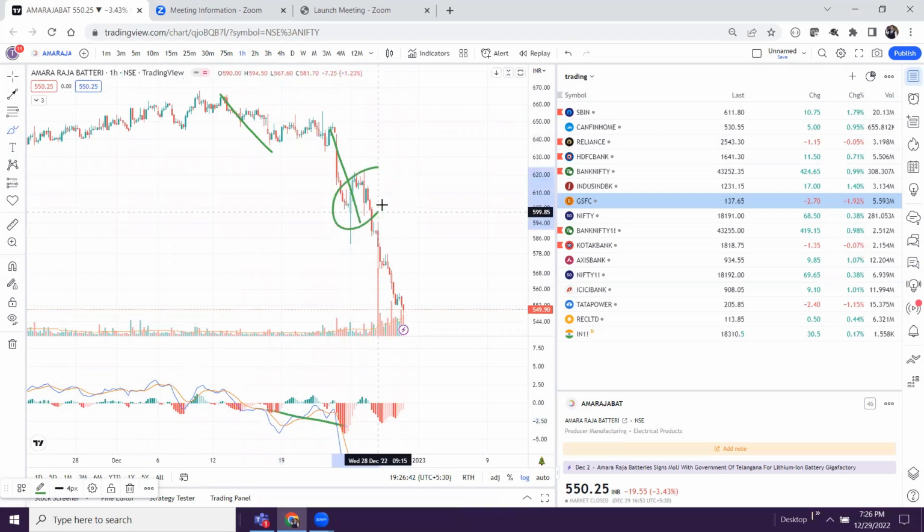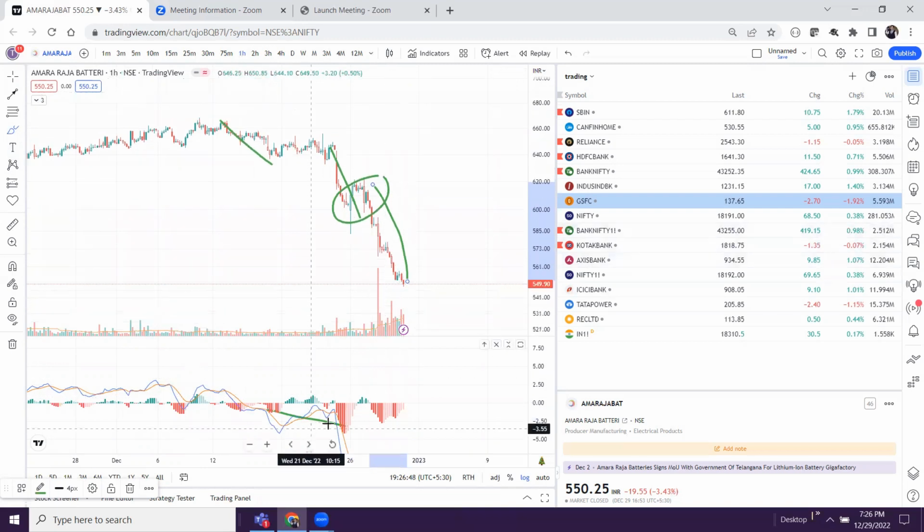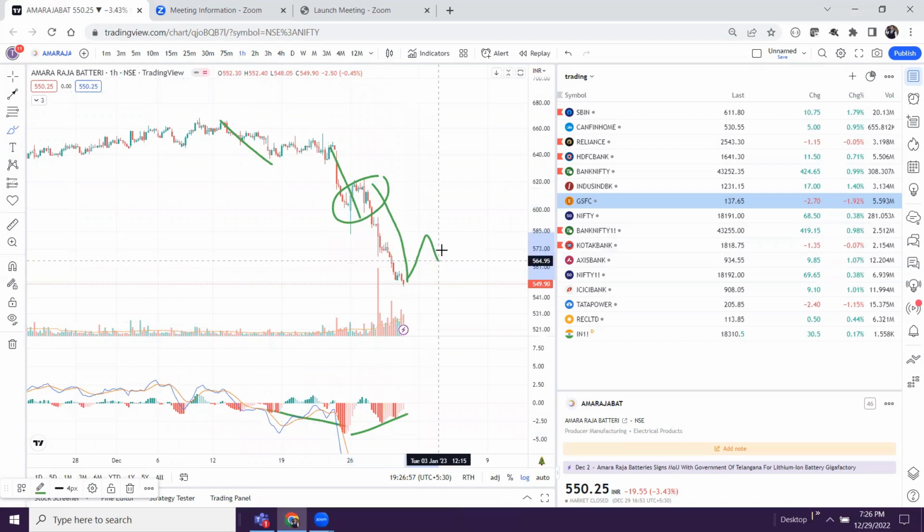So we got a correction here, and it is now again giving one more move down. Now if you see internally, between this and this, there is a small divergence, which means the next move can be on the upside. Whether this will be a 5 wave or 3 wave, that we need to see, but some upside cannot be ruled out.